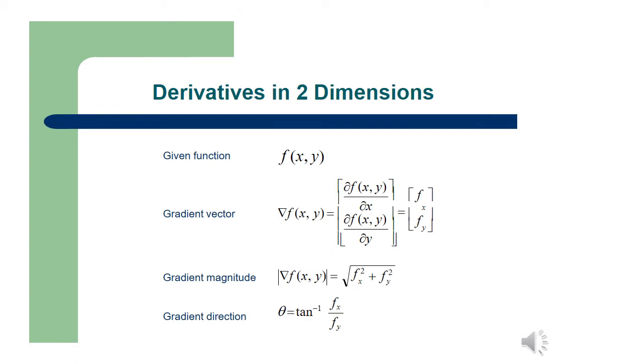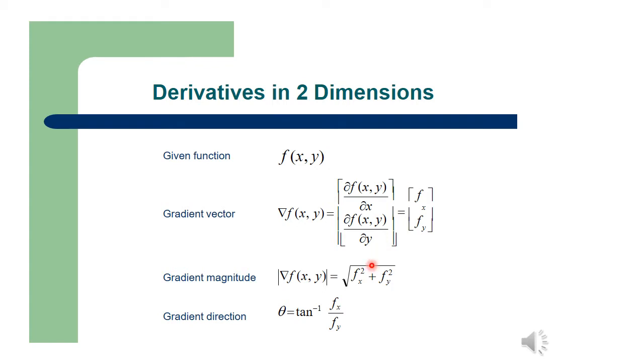As we know, an image is not one dimension. An image is actually two dimensions. So the function for an image is f of x, y, and for this f of x, y we have the first derivative in both directions. For x we have a derivative fx, and for y we have a derivative fy.